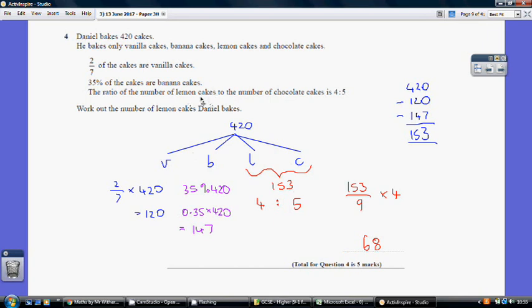Now we're told that the ratio of lemon to chocolate is 4 to 5. So to work out the number of lemon cakes, well, it's 4/9 of the 153. It's 4 out of 9. So I've taken my 153, divided it by the 9 shares and then multiplied by the 4 because there are 4 lemon shares. This gives me 68 lemon cakes.